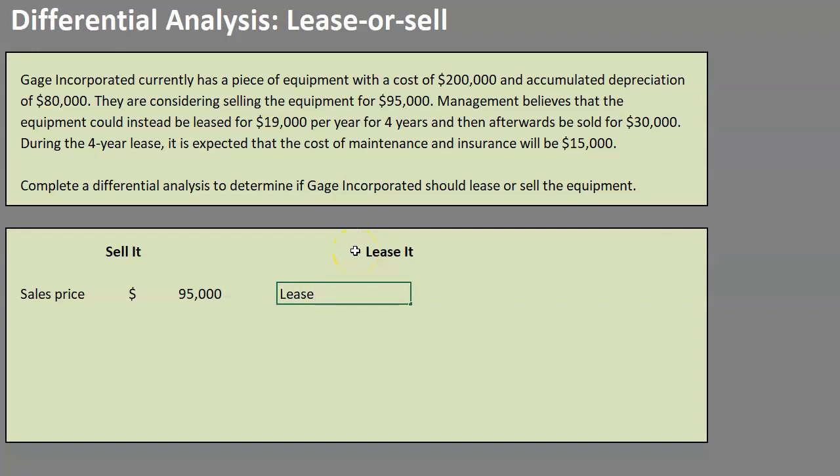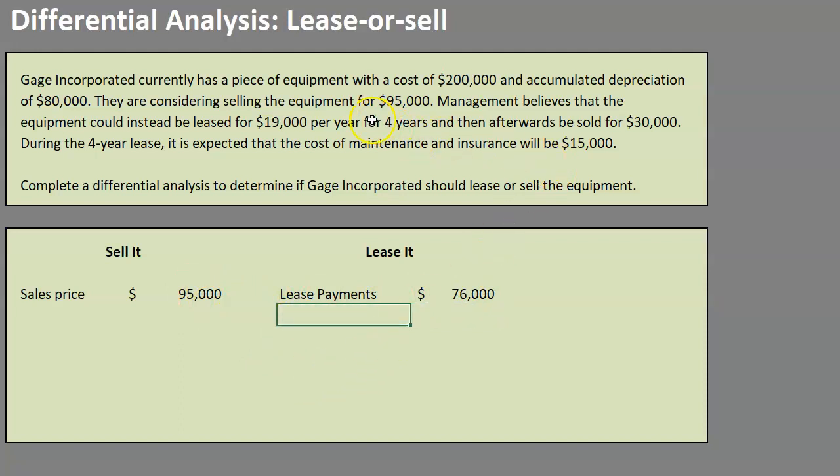So we could say, let's call it payments. Remember, we're not the ones paying it, though. We're the ones receiving these lease payments, since we are the lessor. So we are going to be getting $19,000 for 4 years. So we are going to be getting a total of $76,000 for those 4 years. So far it's looking like it's better to sell it, but let's keep going.